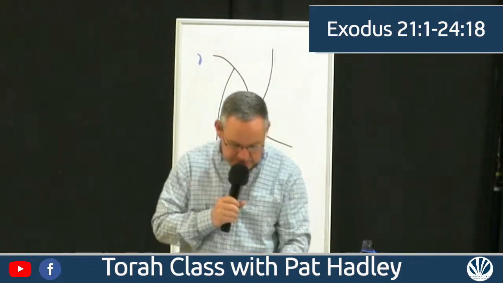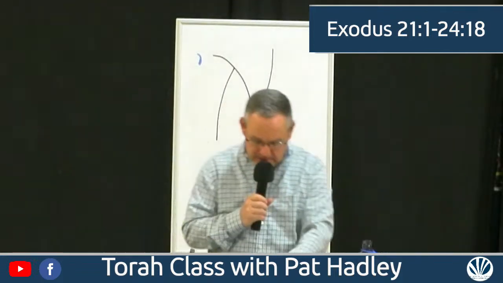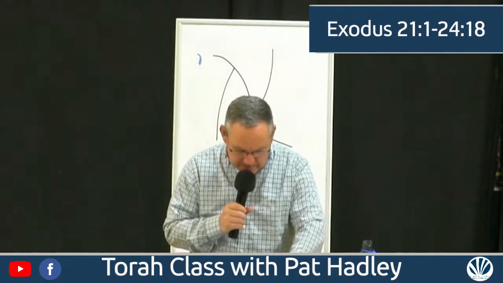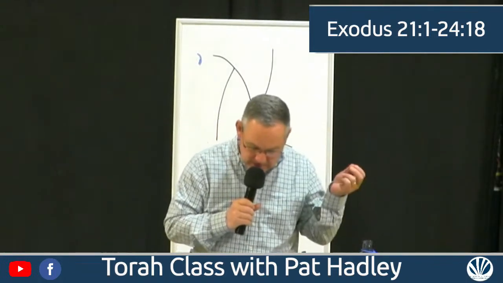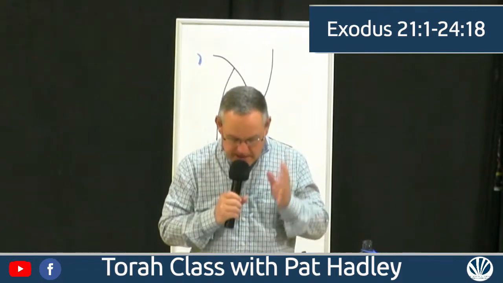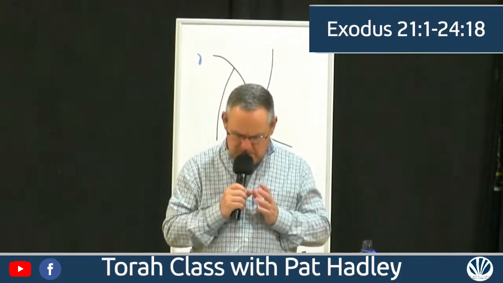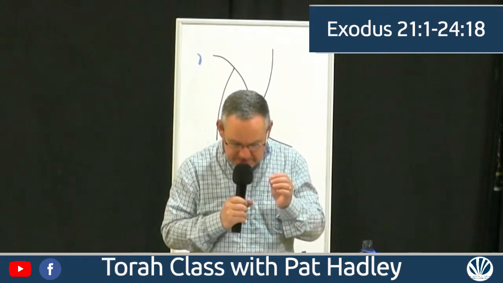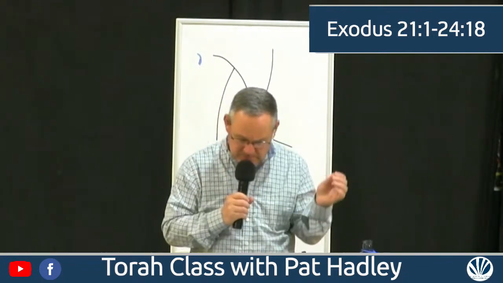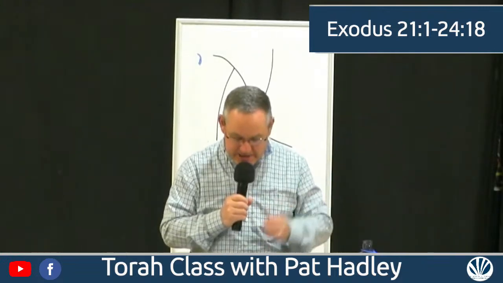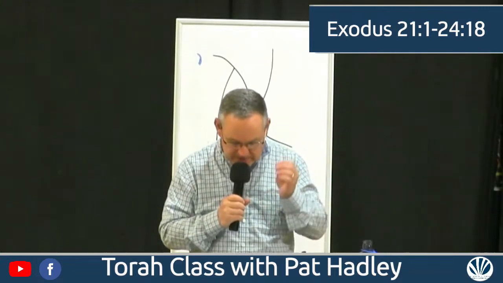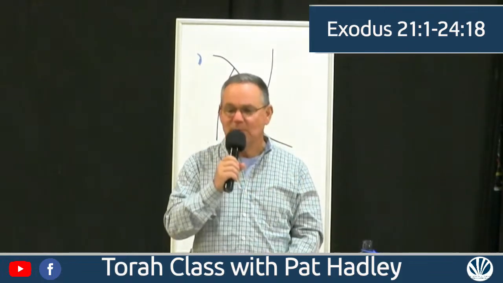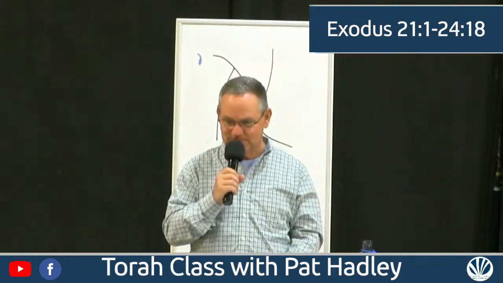All right, then he took the book of the covenant and read it aloud so that the people could hear, and they responded, "Everything that Adonai has spoken, we will do and obey." And Moses took the blood, sprinkled it on the people, and said, "This is the blood of the covenant which Adonai has made with you in accordance with all these words."